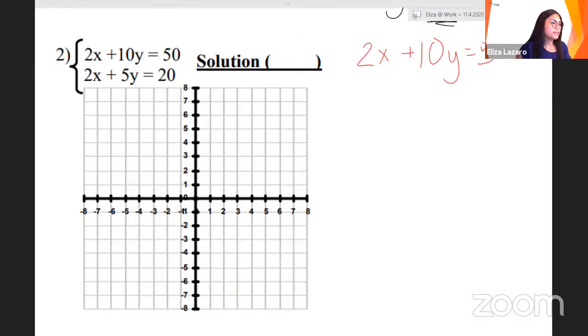So we're given 2x plus 10y equals 50 as one equation. We're given 2x plus 5y equals 20 as another equation. We're trying to solve for the system of equations by graphing. So what should we do first? What did I do first in the last problem?